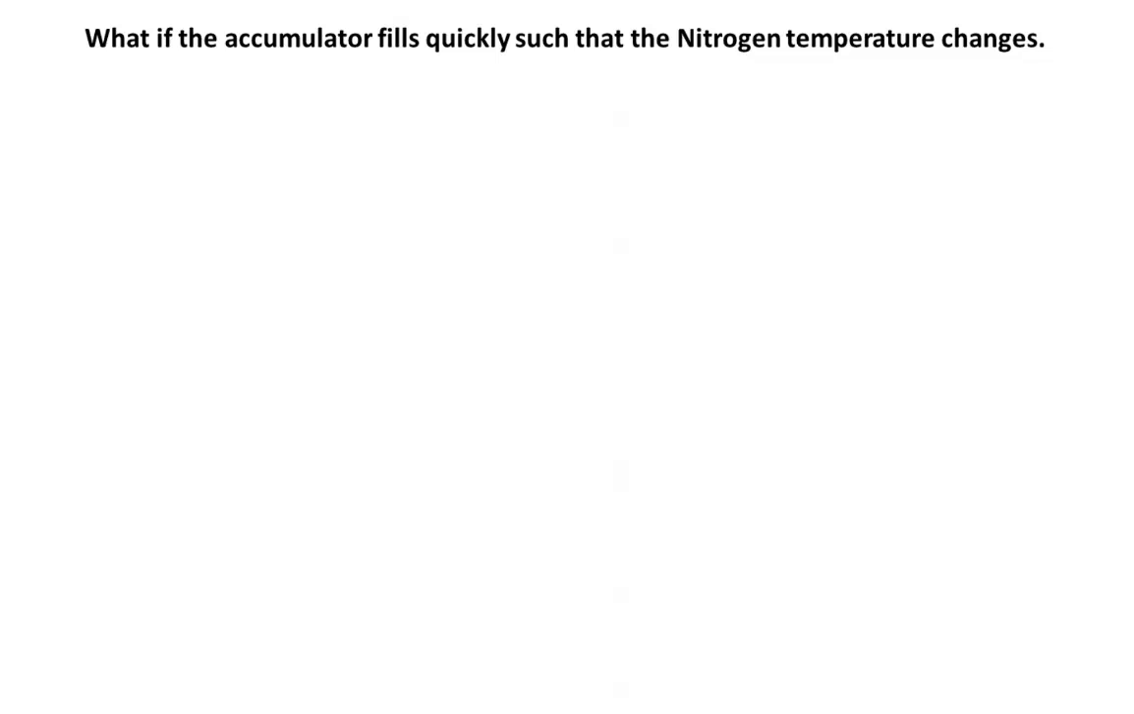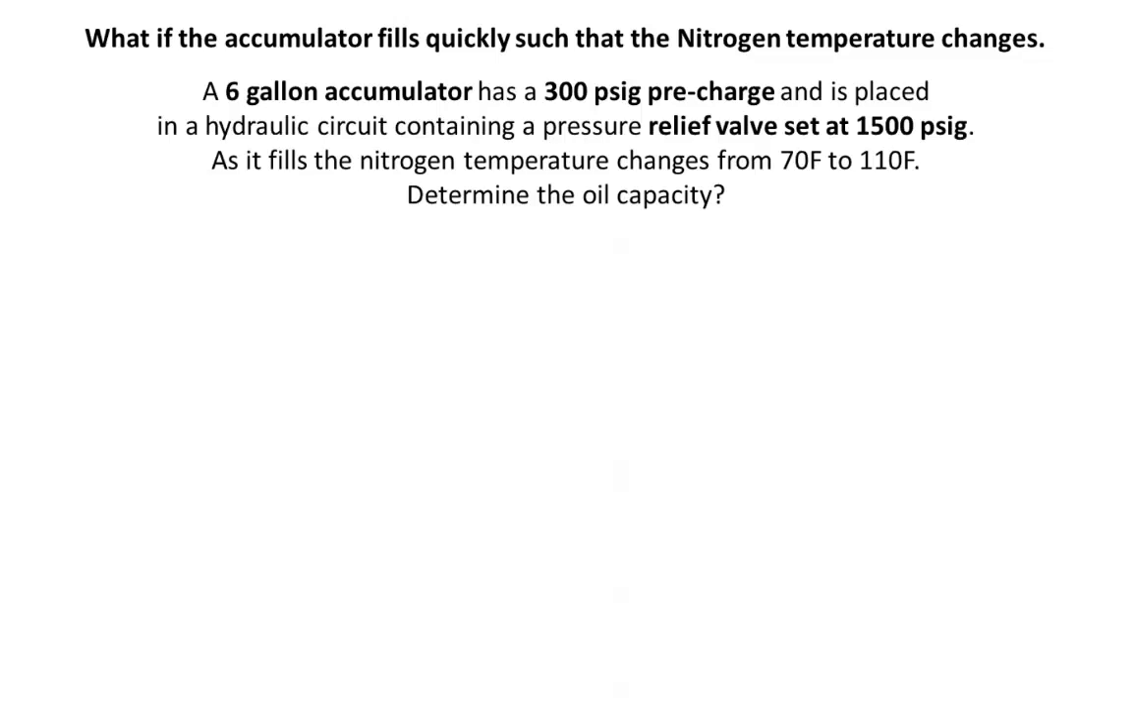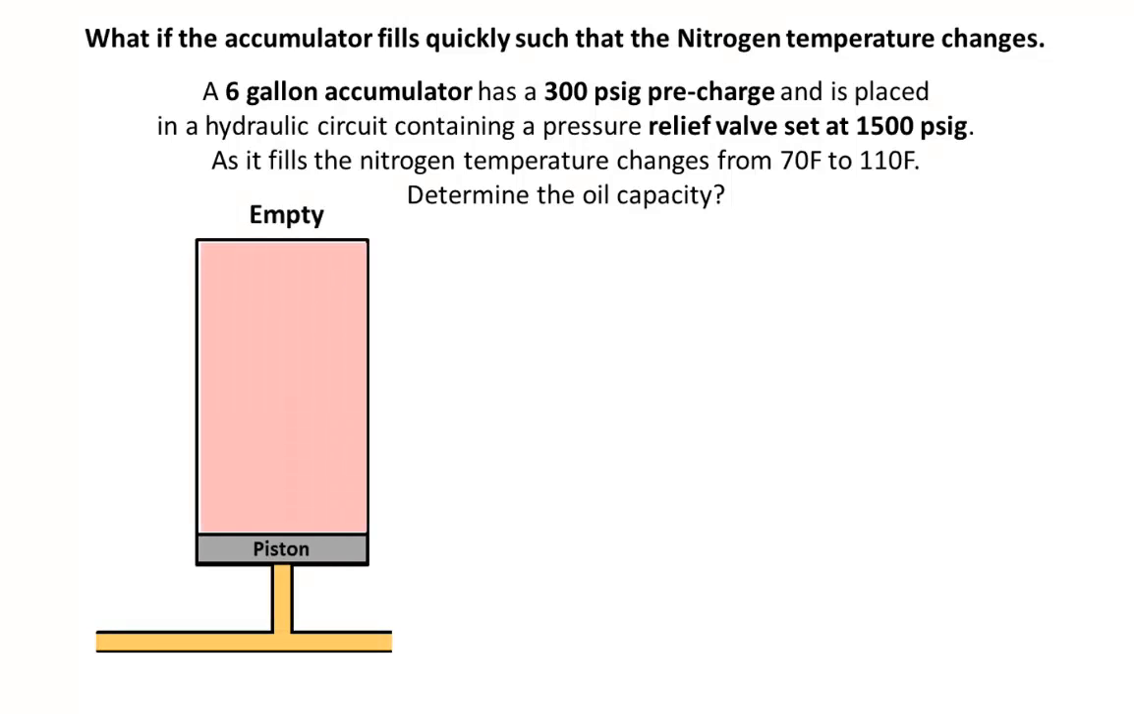What if the accumulator fills so quickly that the nitrogen temperature changes as it is compressed? Here's a similar example. It's a 6-gallon accumulator, has a 300 psi precharge of nitrogen, and it's placed in the hydraulic circuit that contains a pressure relief valve set at 1500 psi. But as it fills, the nitrogen temperature changes from 70 Fahrenheit to 110 degrees Fahrenheit, and we need to determine the oil capacity.